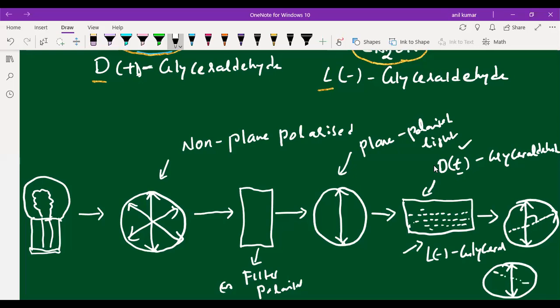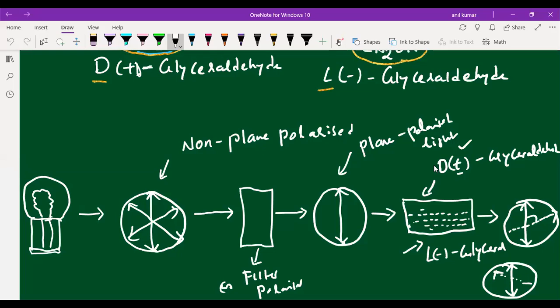It will rotate to the left side direction. That's why we are calling it levorotatory. Okay, students, now I think you might have understood what is meant by optical activity, what is meant by dextrorotatory, and what is meant by levorotatory.